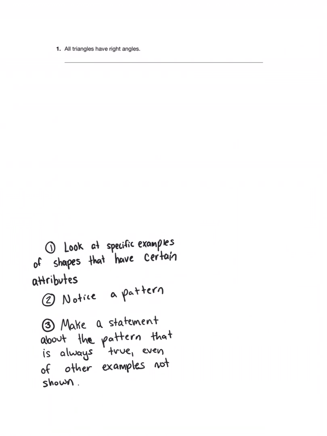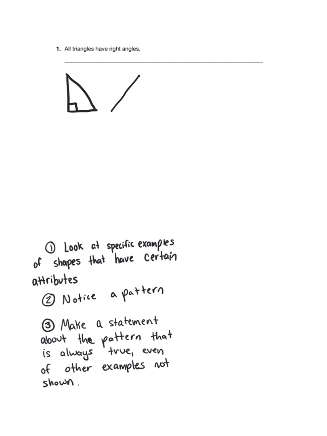Okay, so let's look at an example of how this would work with question number 1. Question number 1 asks you to consider this generalization. All triangles have right angles. So step 1 is to look at specific examples of shapes that may have this attribute of a right angle. And I'm just going to draw this freehand, so forgive me if they're not perfect, but here's a triangle that has a right angle. Do you agree with the generalization that all triangles have right angles?